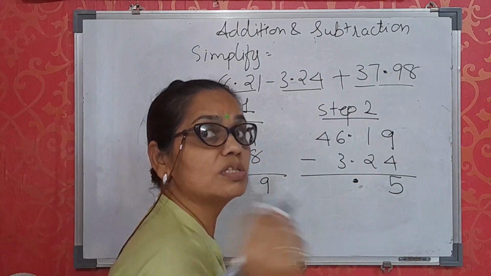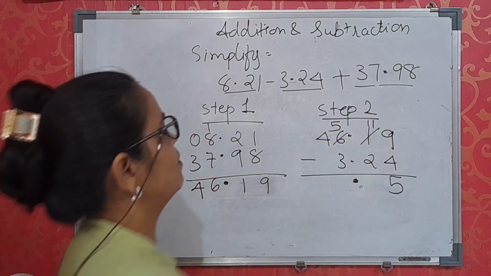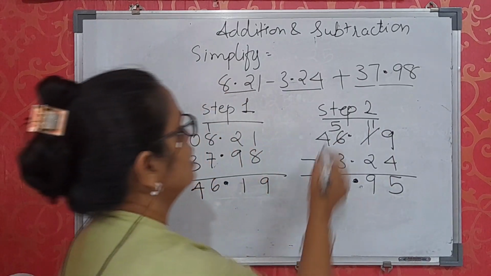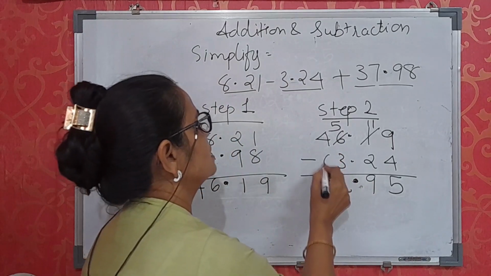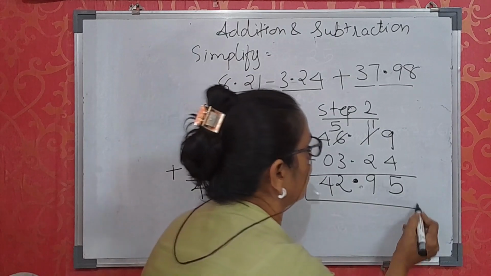And 1 minus 2 is not possible. Borrow 10, so 11 here. Before 6 is 5. 11 minus 2, 9. 5 minus 3, 2. And 4 minus, consider this as 0, so it would be 4. So now this is your final answer.